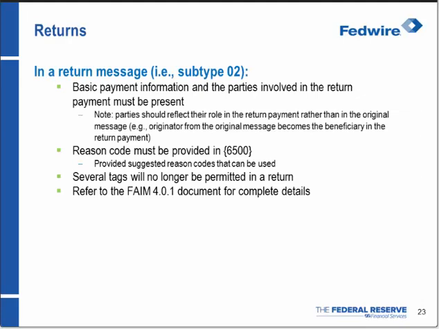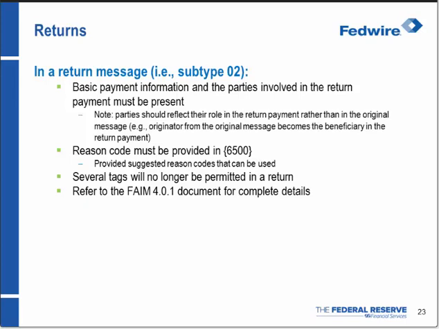This slide highlights the changes to return payments. These are all payments with a subtype code of 02. Today, all possible fields are allowed to be present in a return message, but with the ISO 20022 implementation, returns will only be done by including a reference to the original message along with all parties involved with the return payment. Please note that parties should reflect their role in the return payment rather than in the original message. For example, originator from the original message becomes the beneficiary in the payment return.